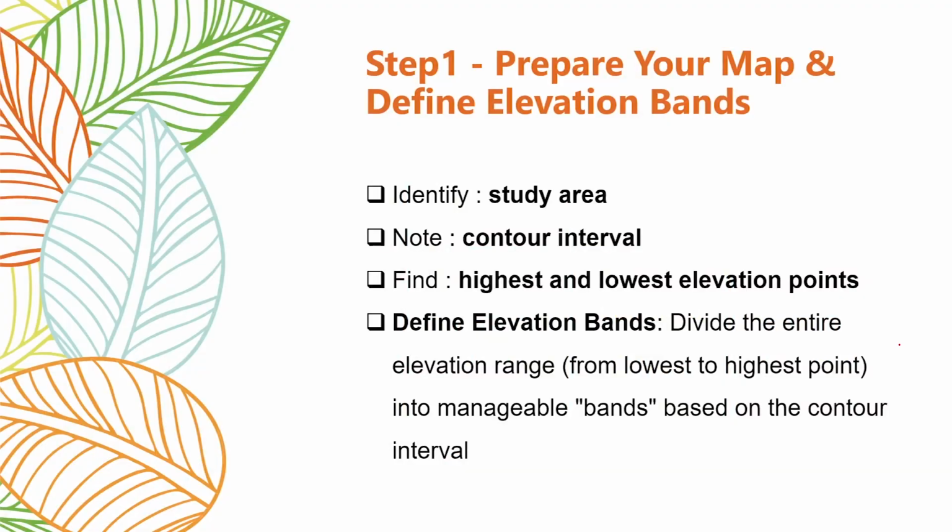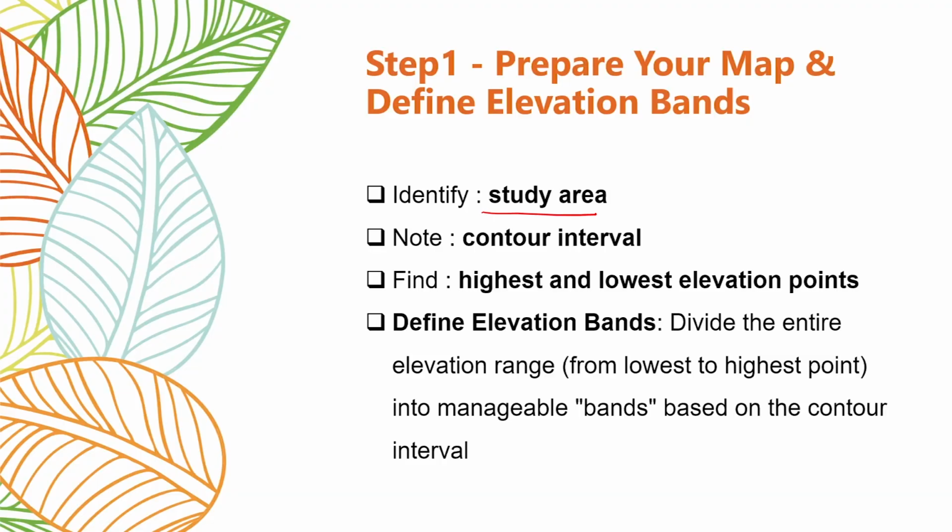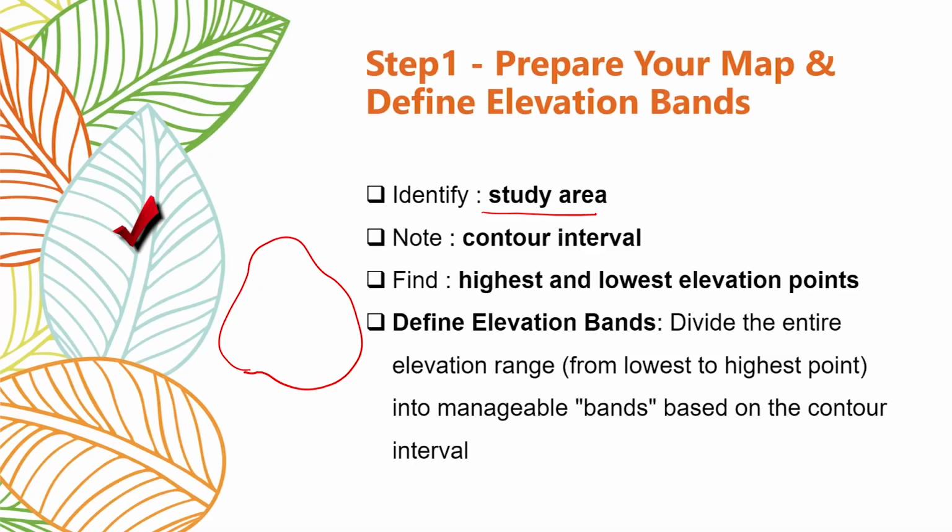So, for your first step, you are going to take your topo sheet and choose a study area. By choosing a study area, it is better that you choose a smaller area, maybe something irregular like this. You pick a very small area and you outline that first. Next, you are going to note what the contour intervals are.